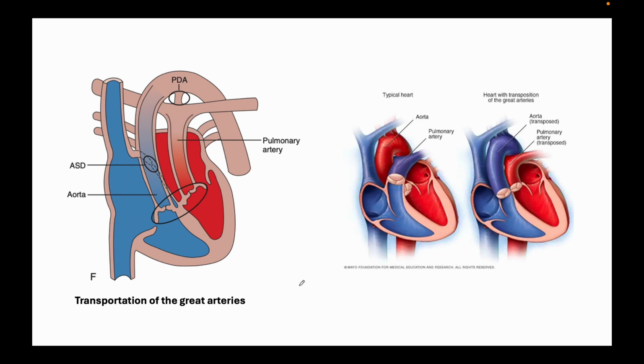Alright, let's do the last one here. Did you notice that the aorta and the pulmonary artery switch positions with each other? This condition is called transposition of the great arteries. The aorta receives unoxygenated blood and delivers it to the systemic circulation. Unoxygenated blood gets distributed to the entire body. Therefore, this condition is cyanotic for sure.